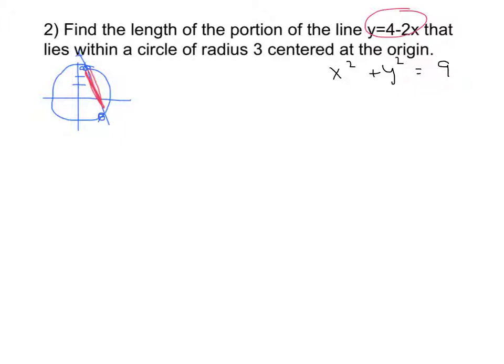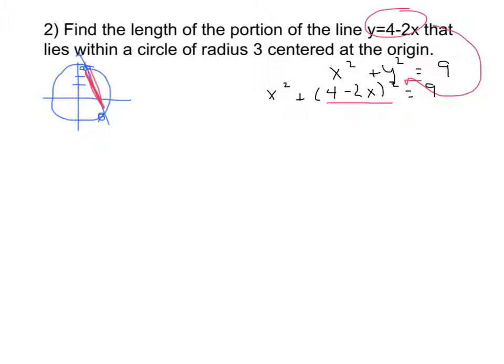So if I'd like to find the intersection points, what I'm going to need to do is some substitution. I'm going to put that 4 minus 2x instead of y in the equation of the circle. And now I will have this new equation. I'm going to have x squared plus (4 minus 2x) all squared equals 9. Cool. Now, a little bit of algebra I'm going to have to do.